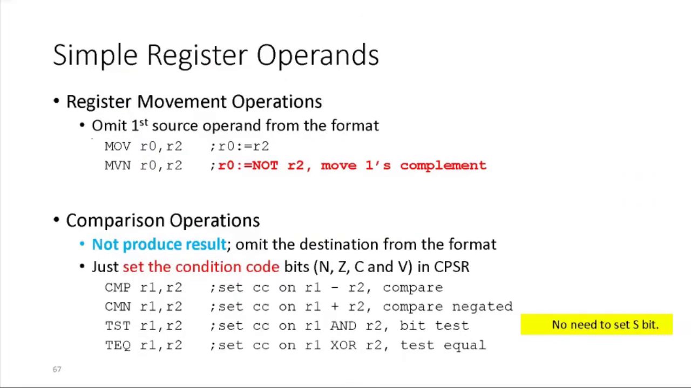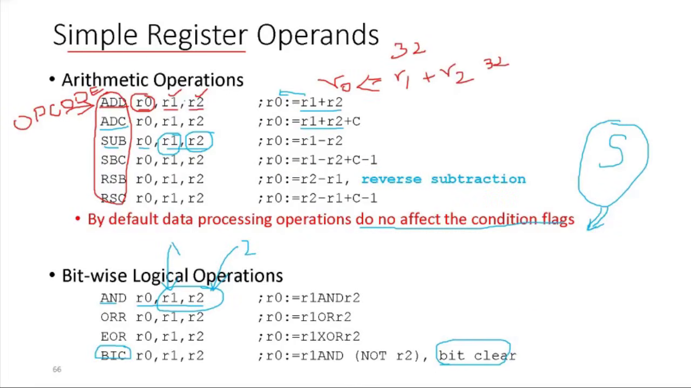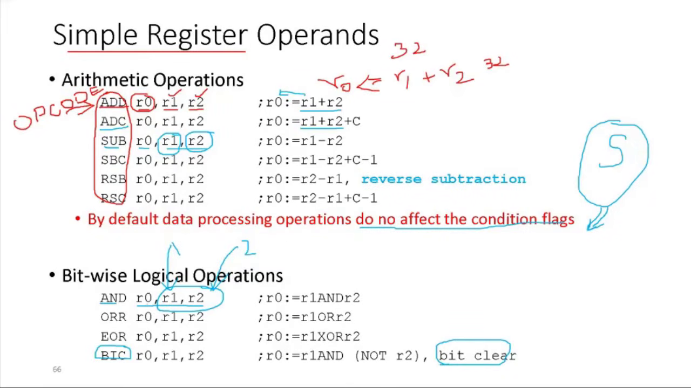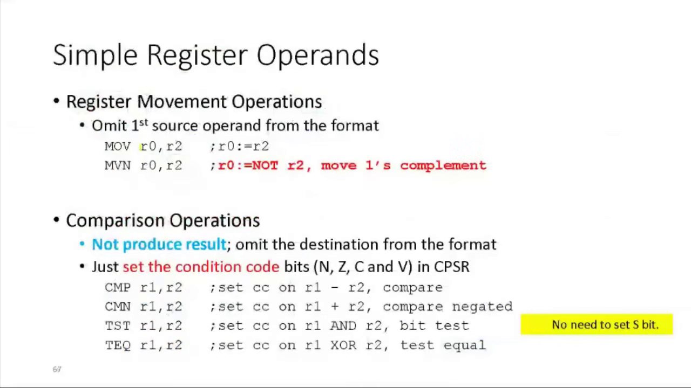So coming to register movement operations. What we have seen in the previous slide are the arithmetic operations and logical operations. Now coming to the register movement operations. In these arithmetic and logical operations, there are 3 operands: R0, R1, R2. That is what is called a 3 address instruction. But now you see there are only 2 operands. So the first source operand is not needed here.